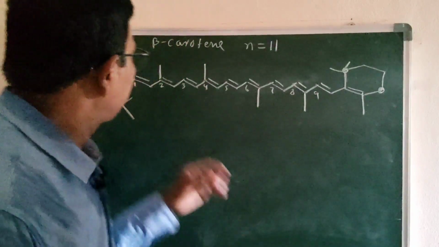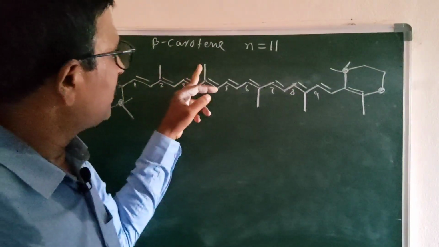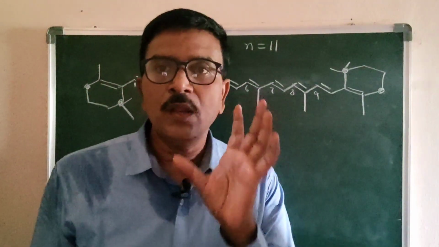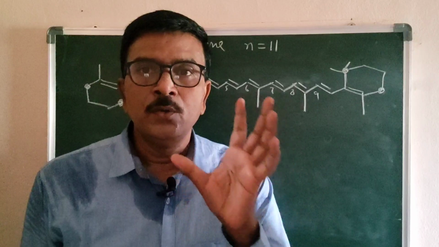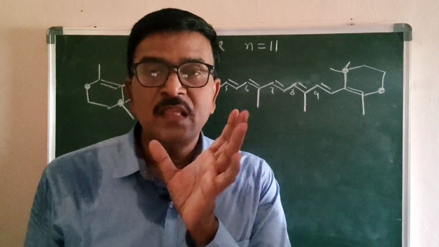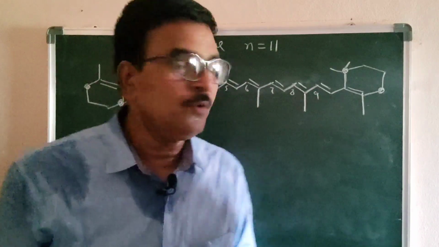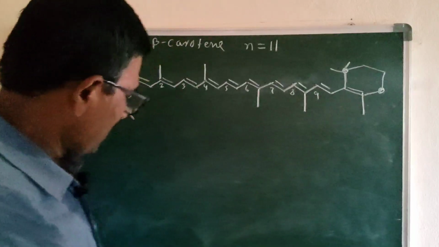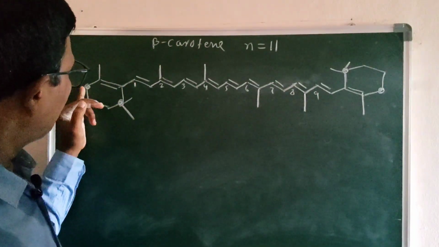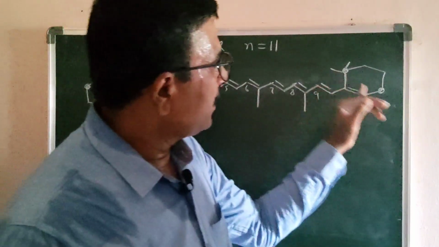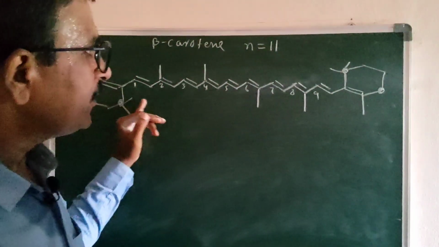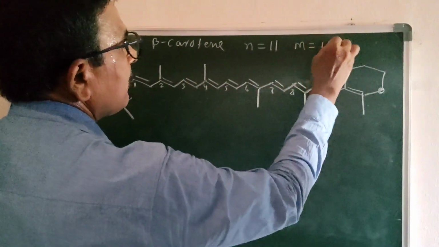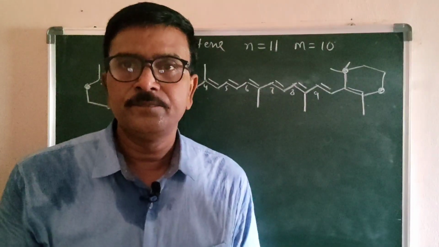Coming to alkyl groups. This is 1, 2, 3, 4, 5, 6 alkyl groups. So to the conjugated system, total 11 conjugated double bonds, there are 6 methyl groups and 4 ring residues. You can see 1, 2, 3, 4, 5, 6, 6 alkyl groups and 4 ring residues. 1 ring residue, 2, 3 and 4 ring residues. Is it clear? So M is equal to 10. M value is 10.